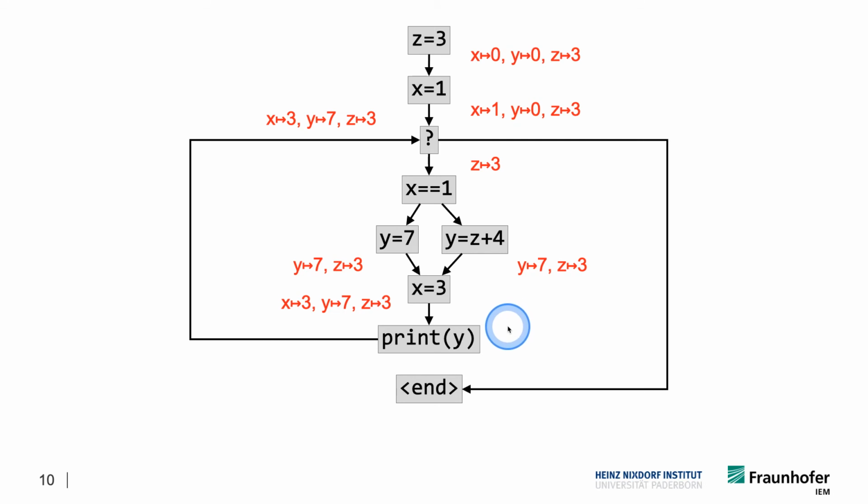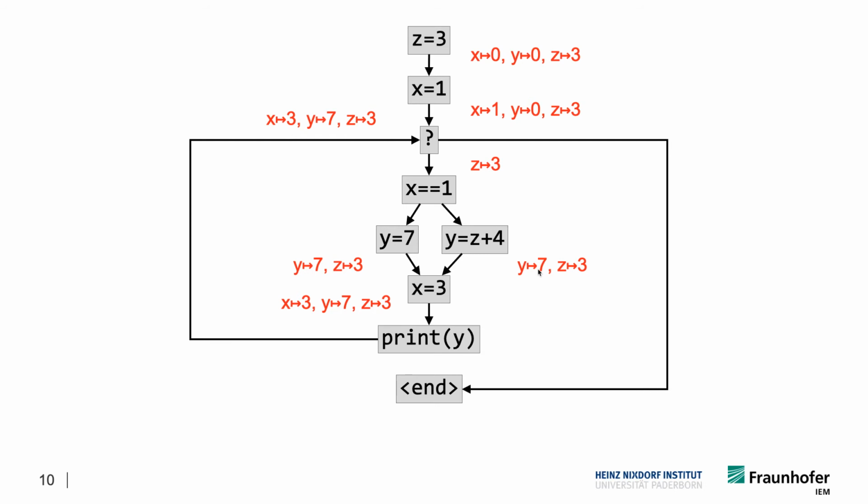So what this would now tell us is that, for instance, at this program point here, we definitely know z has the constant value 3, but x and y are not constant. But at this program point here, for instance, y is also constant. It definitely has the value 7. So much about the example.